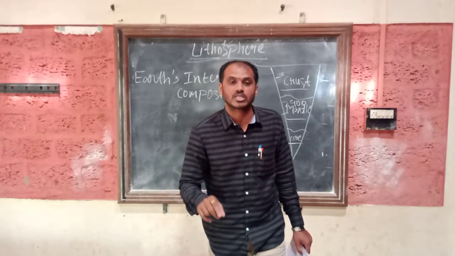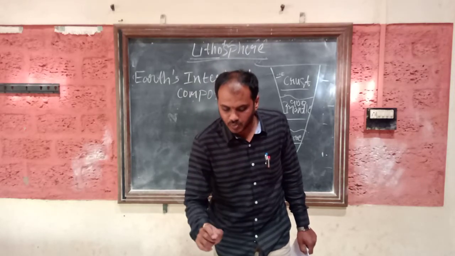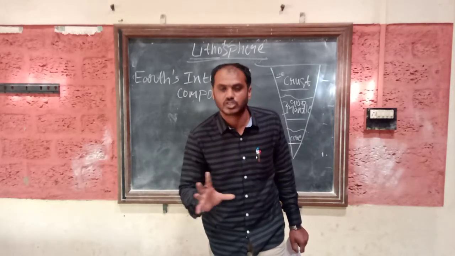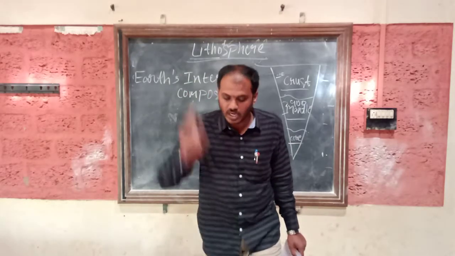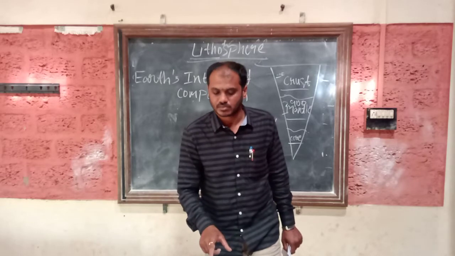The upper mantle is called the asthenosphere. It is partially in the molten condition, and the lower mantle is called the mesosphere. It is in a solid condition.